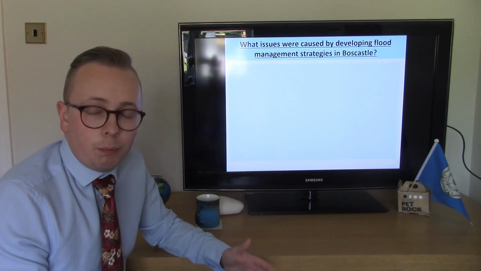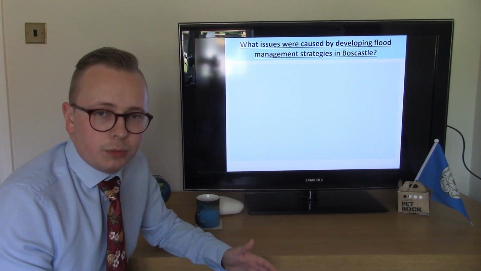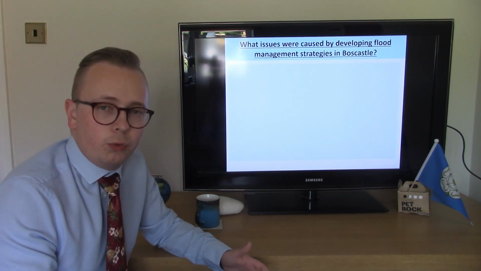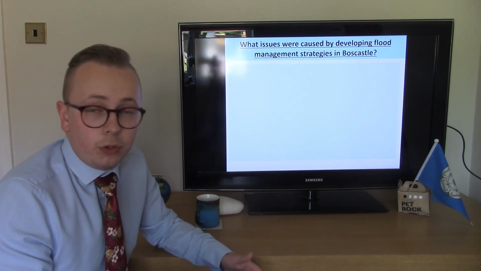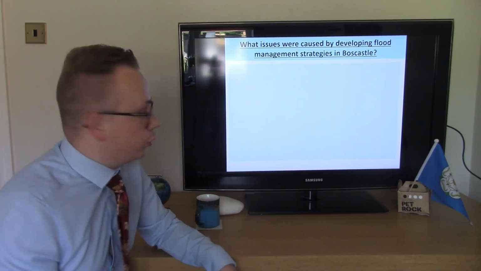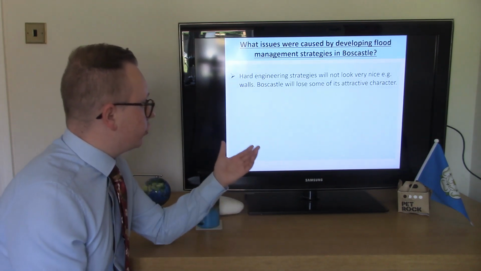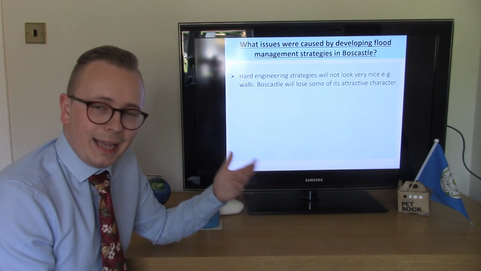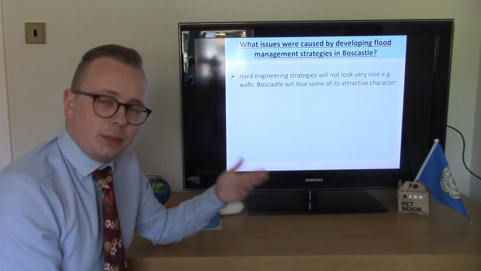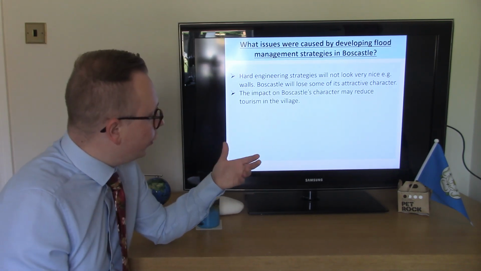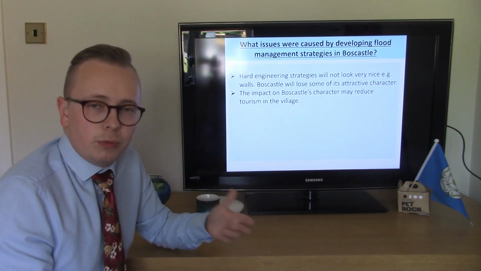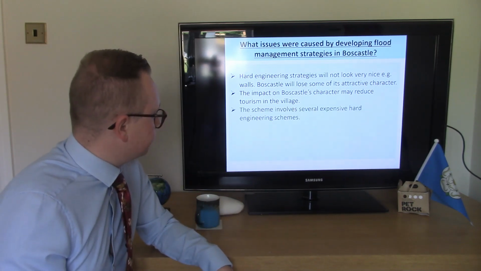And whilst many people will praise the impacts of these flood management strategies in reducing the flood risk and damage in the future, there are also some issues caused by implementing such schemes. The hard engineering strategies don't often look very nice. They impact the character of the village. And that's important because Boscastle being a tourist village may lead to a reduction of tourist numbers in the future.